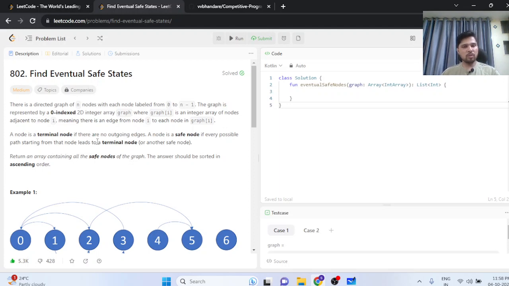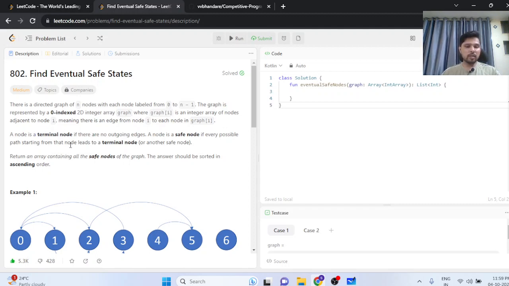Okay, so in this one, first of all, this is a graph problem, and I personally really like the problem they have put in. Another thing is, this is a directed graph. We are given a directed graph which has n nodes starting from 0 to n minus 1, and we are given a graph as an integer array which contains the edges from A to B, source to destination. And there is a concept they have mentioned, that is a terminal node.